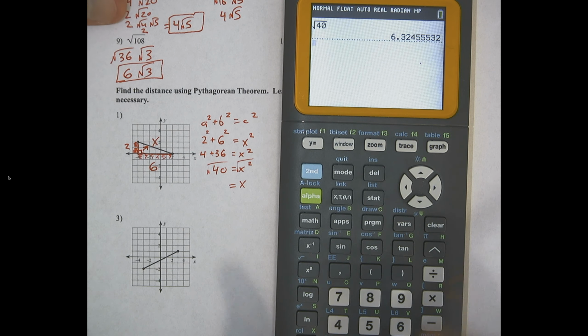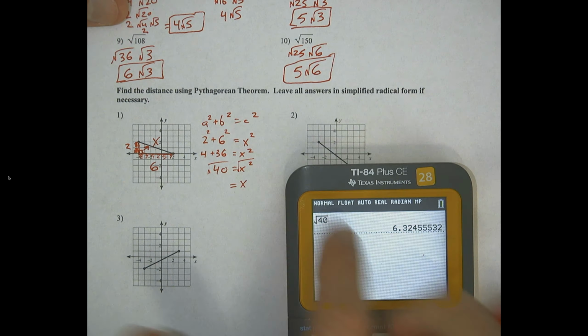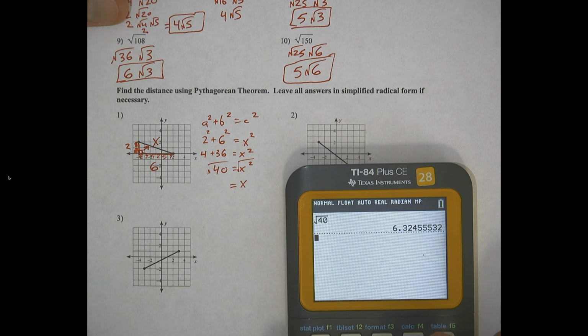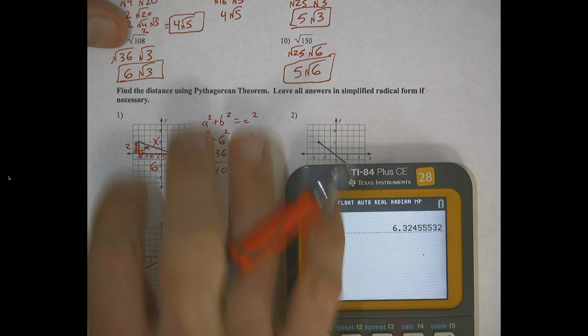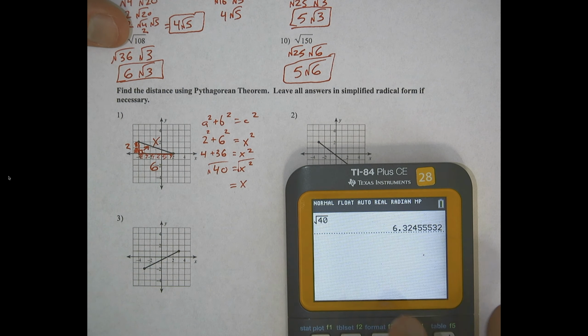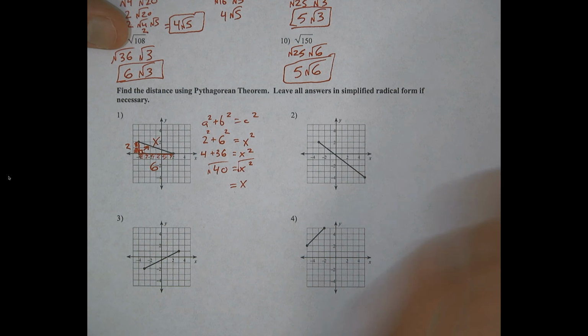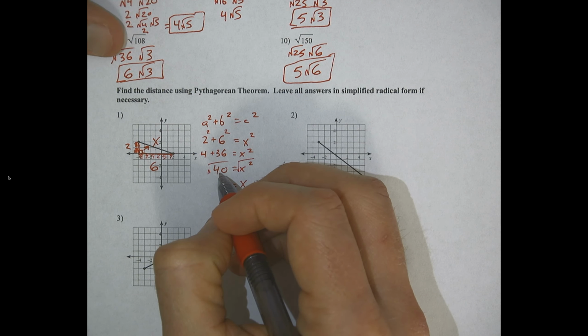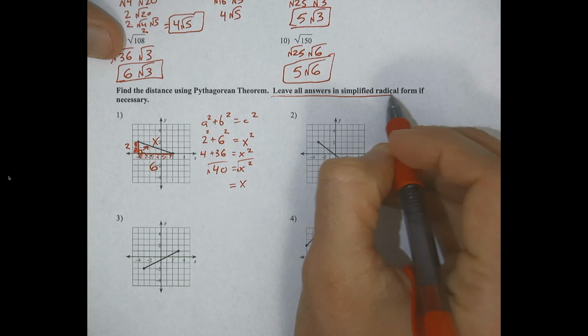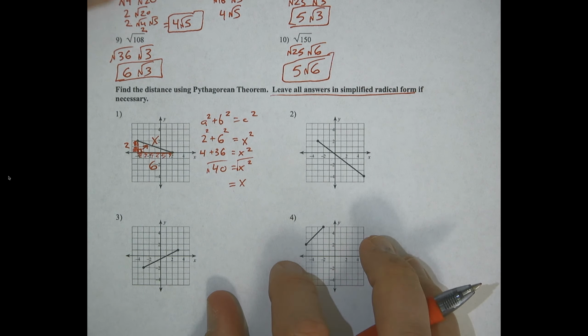Okay, so what that means is, unless the directions say give your answer rounded to the nearest whatever, which ours don't, then a decimal version is no good. And so our answer would be the square root of 40 if it couldn't be simplified, but we're going to leave our answers in simplified radical form, which is what we just practiced up top.